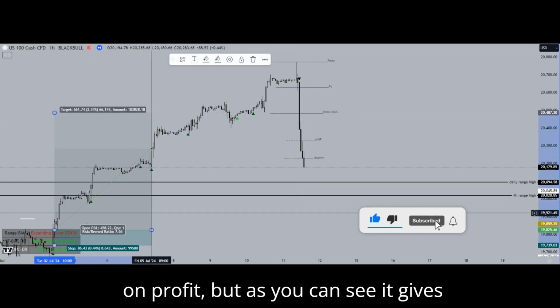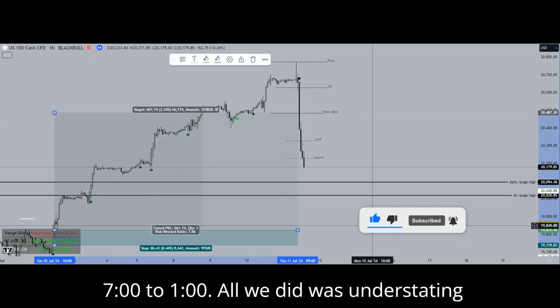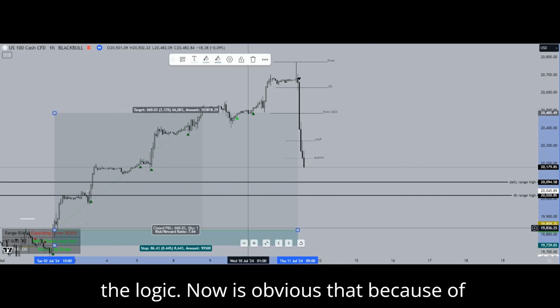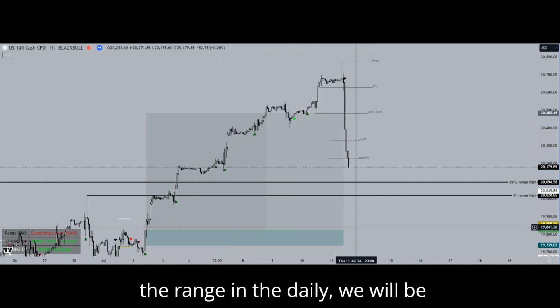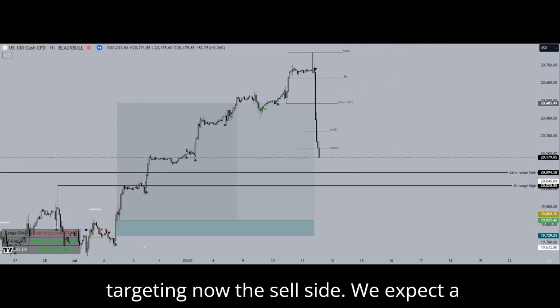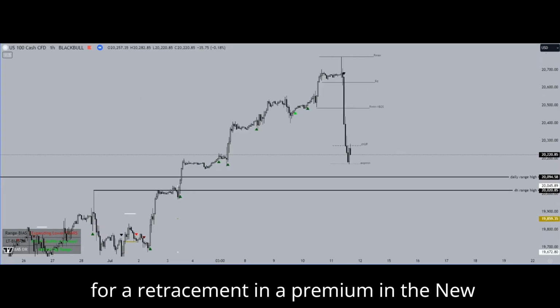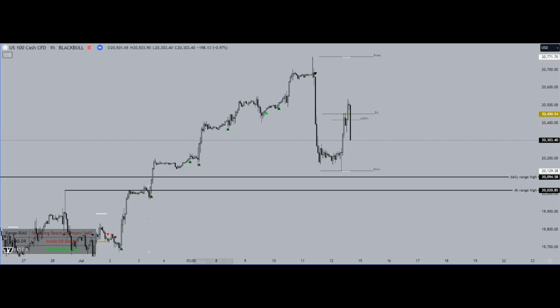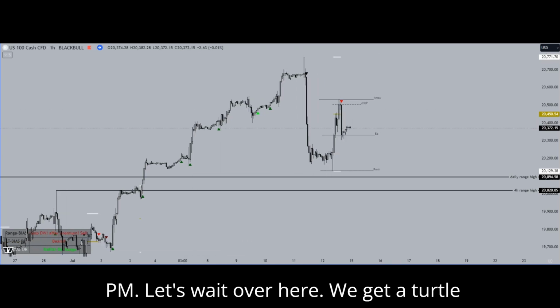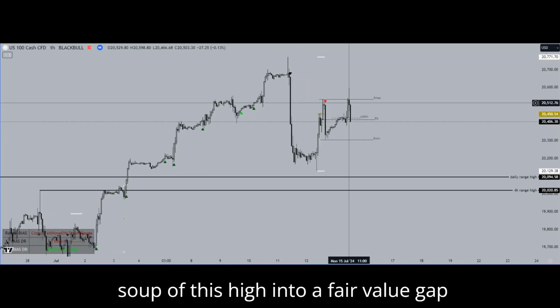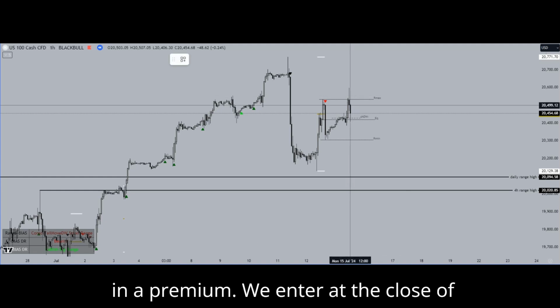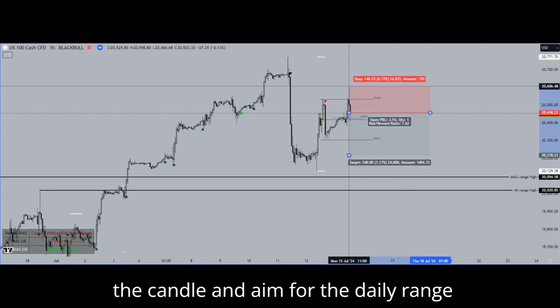Okay, here price stopped us out on profit, but as you can see, it gives 7 to 1. All we did was understand the logic. Now it is obvious that because of the range in the daily, we will now be targeting the sell side. We expect a market maker sell model, so we just wait for a retracement into a premium in New York time. Here we got an entry, but it is around 3 p.m. Let's wait. Over here, we get a turtle soup of this high into a fair value gap in a premium. We enter at the close of the candle and aim for the daily range low.